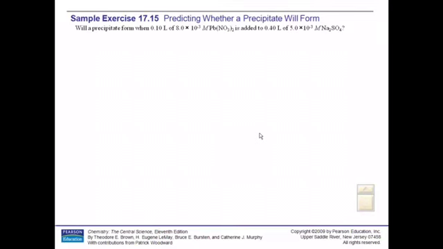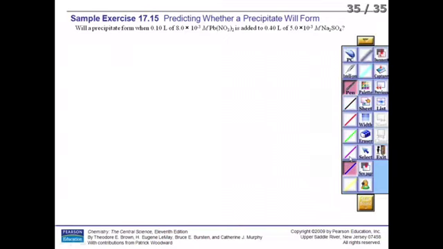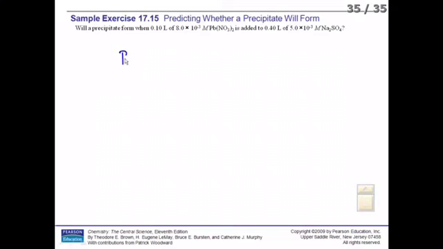Okay. Will a precipitate form when 0.1 liters of 8 times 10 to the negative 3 molar lead nitrate is added to 0.4 liters of 5.0 times 10 to the negative 3 molar sodium sulfate? Alright. The first thing that I like to do is I like to actually see what the reaction would look like. Some people don't do this, like it's not traditional to have to look at the equation, but I'm so visual that sometimes just seeing this makes a little bit more sense.